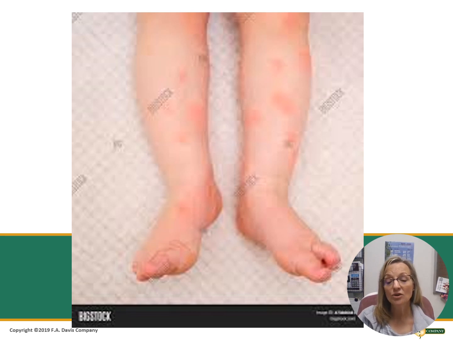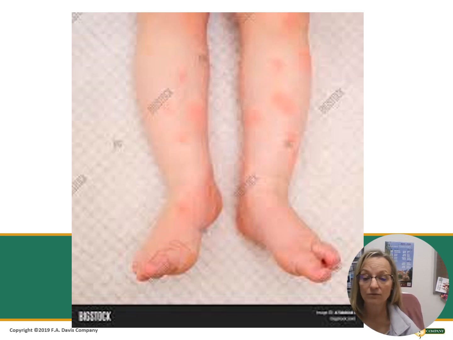So of course, the first nursing intervention is to avoid whatever's causing it.